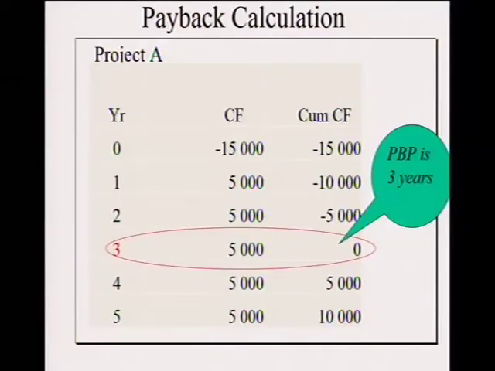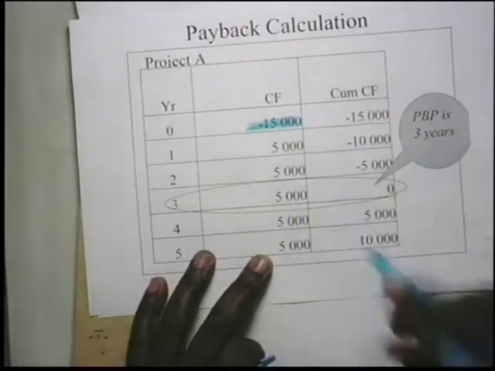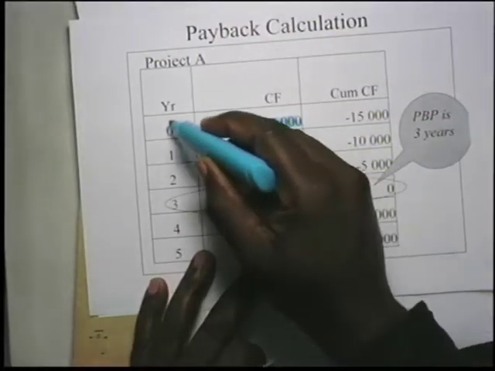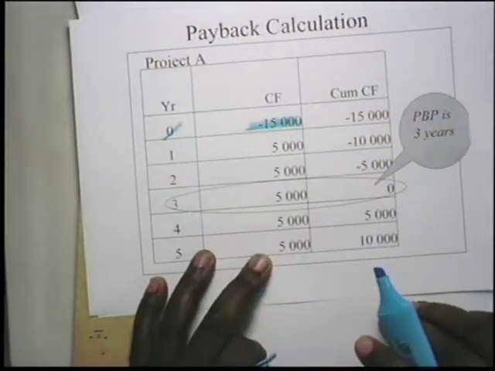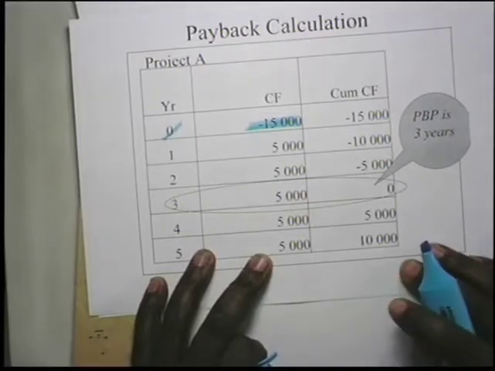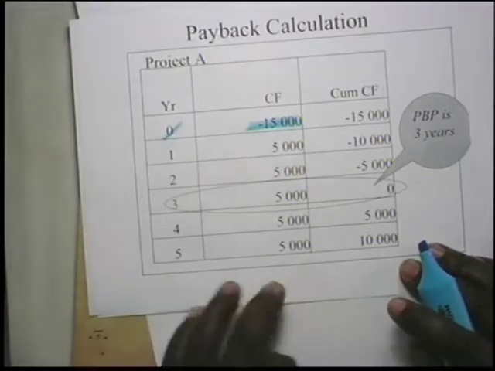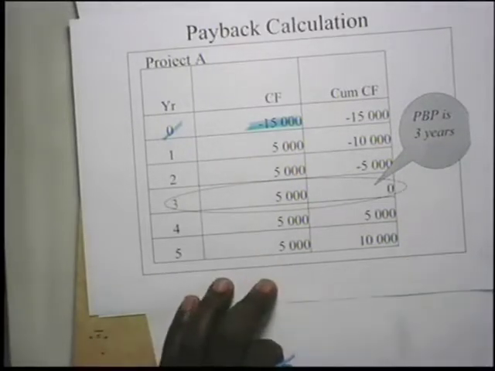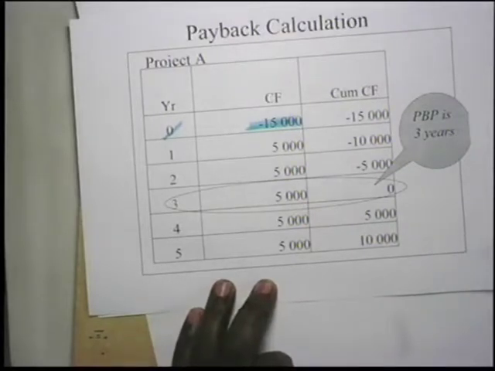Okay, we have got on this slide, you see my figure here, the first one, let me highlight it. This is for project A. That figure is negative, and I've indicated here year 0. This year 0 represents the investment that we need to make before the project starts generating cash inflows. So we must invest a total of 15,000. It's negative because it's money that is going out of the business.